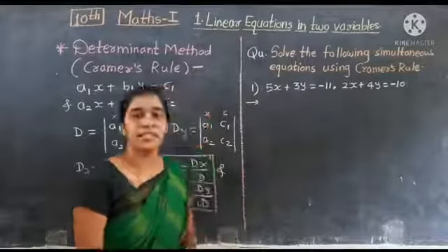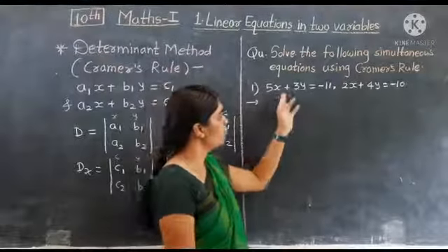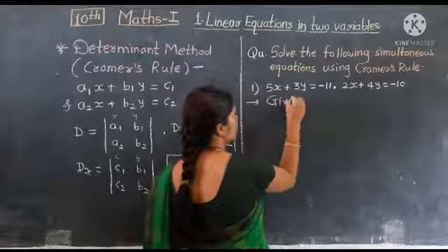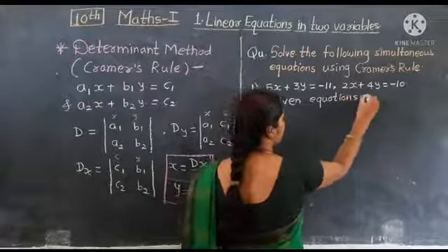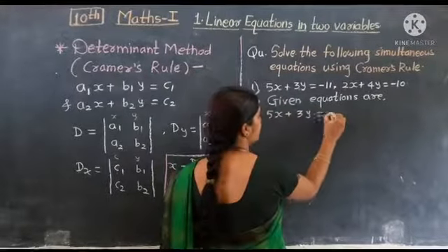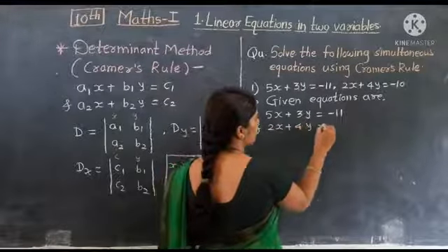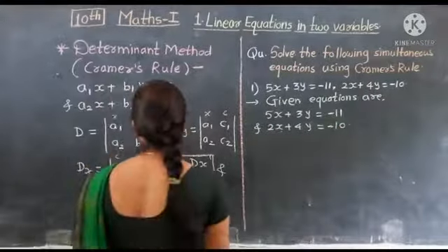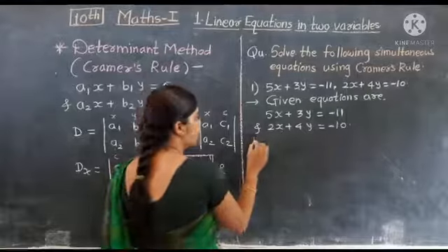See examples based on Cramer's rule. Solve the following simultaneous equations using Cramer's rule. See what the given equations are. 5x plus 3y is equal to minus 11 and the second equation is 2x plus 4y is equal to minus 10. Write the given equations first, then find D first, then Dx, Dy. Okay, we find D first.